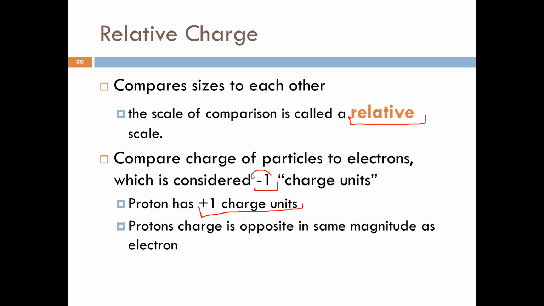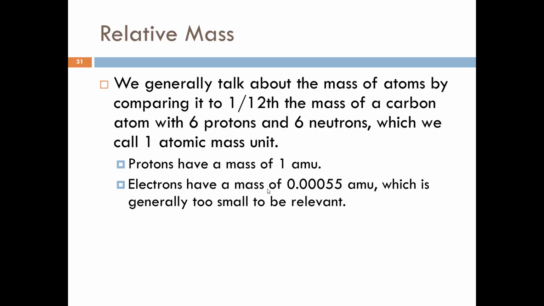We generally talk about the mass of atoms by comparing it to 1/12 of the mass of a carbon atom, with 6 protons and 6 neutrons, which we will call 1 atomic mass unit, or 1 AMU. Protons have a mass of 1 AMU. But if we compare that to an electron, electrons have a mass of 0.00055 AMU, which is really small in comparison, and generally too small to be relevant.